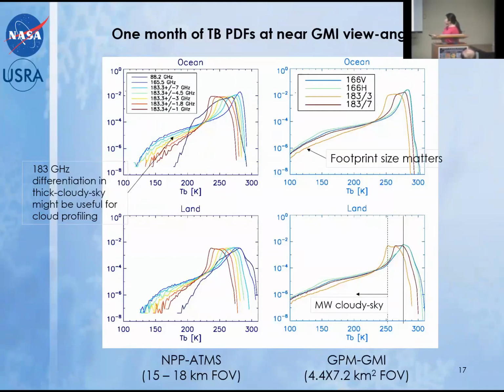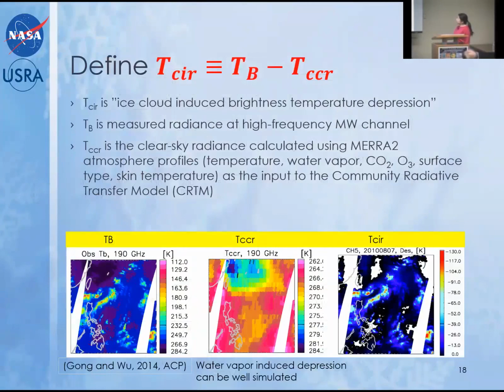First, we define this variable called TCIR, the ice cloud-induced brightness temperature depression. This is the difference between the measured brightness temperature and the clear sky-induced brightness temperature. For the clear sky-induced brightness temperature, we use the MERRA-2 atmosphere profile as the input and use the Community Radiative Transfer Model, CRTM, to compute the clear sky variability.